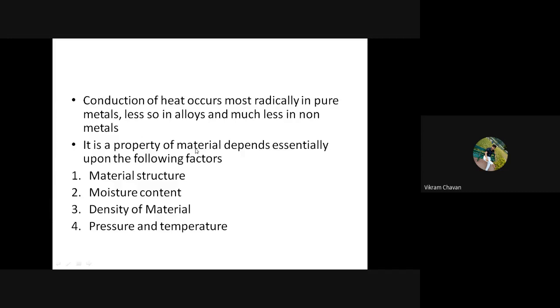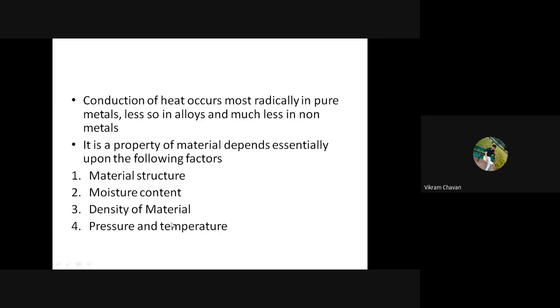So thermal conductivity, as a property of a material, depends essentially upon the following factors. It is a pure property of that specific substance and depends on its microstructure, or we can say the material structure, the moisture content in that material, and the density of the material. The operating factors are pressure and temperature. These are the external factors.